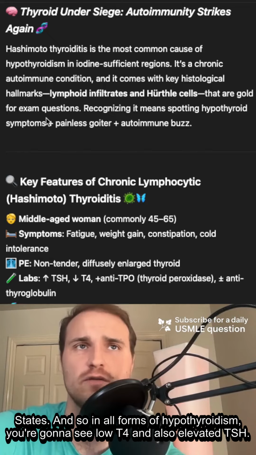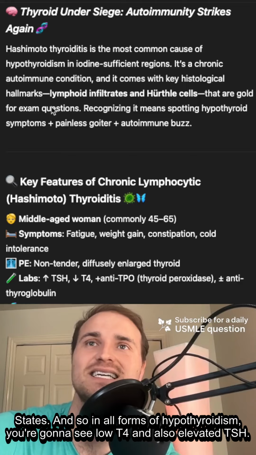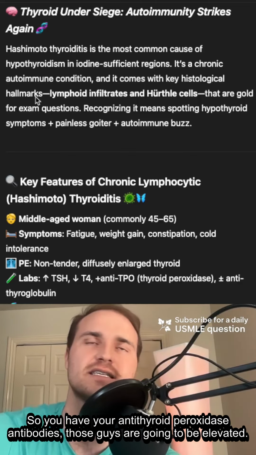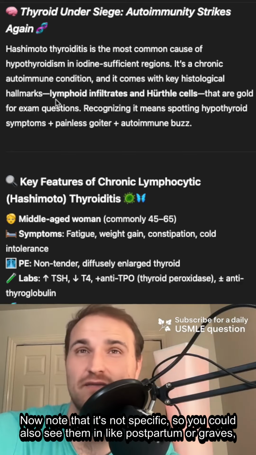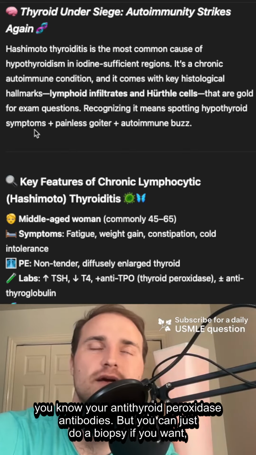And so in all forms of hypothyroidism, you're going to see low T4 and also elevated TSH. So you have your anti-thyroid peroxidase antibodies. Those are going to be elevated. Now, note that it's not specific, so you could also see them in postpartum thyroiditis or Graves.